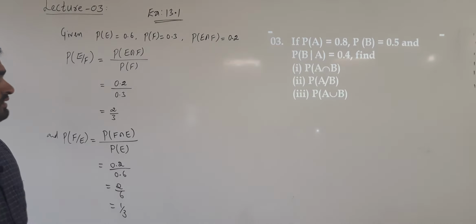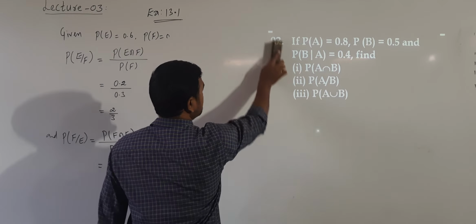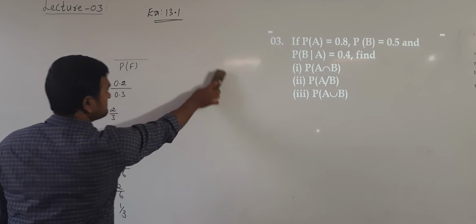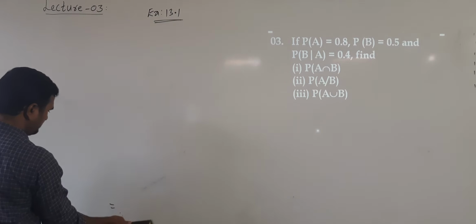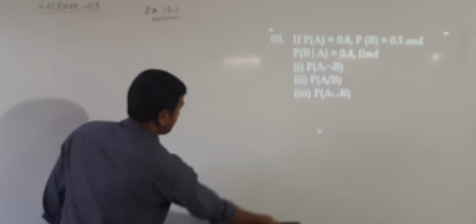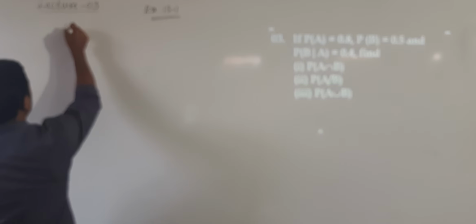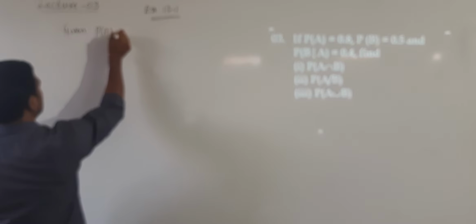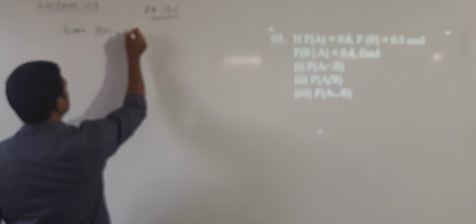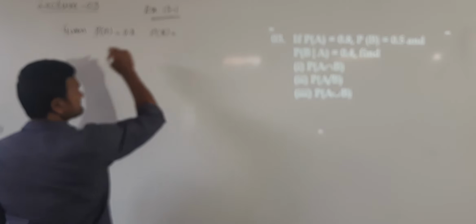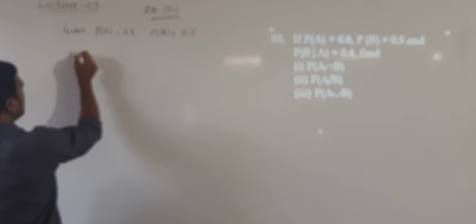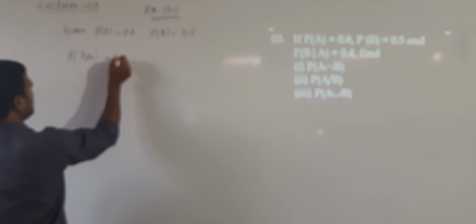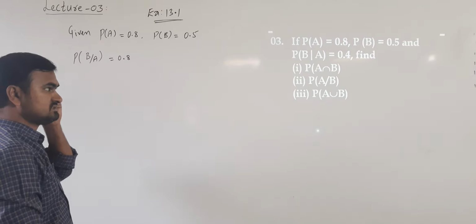Third one. P of A is given, P of B is given, and P of B given A is 0.4. Then find P of A intersection B, P of A given B, and then P of A union B. So first let us write what they have given. P of A is 0.8, P of B is 0.5, P of B given A is 0.4.